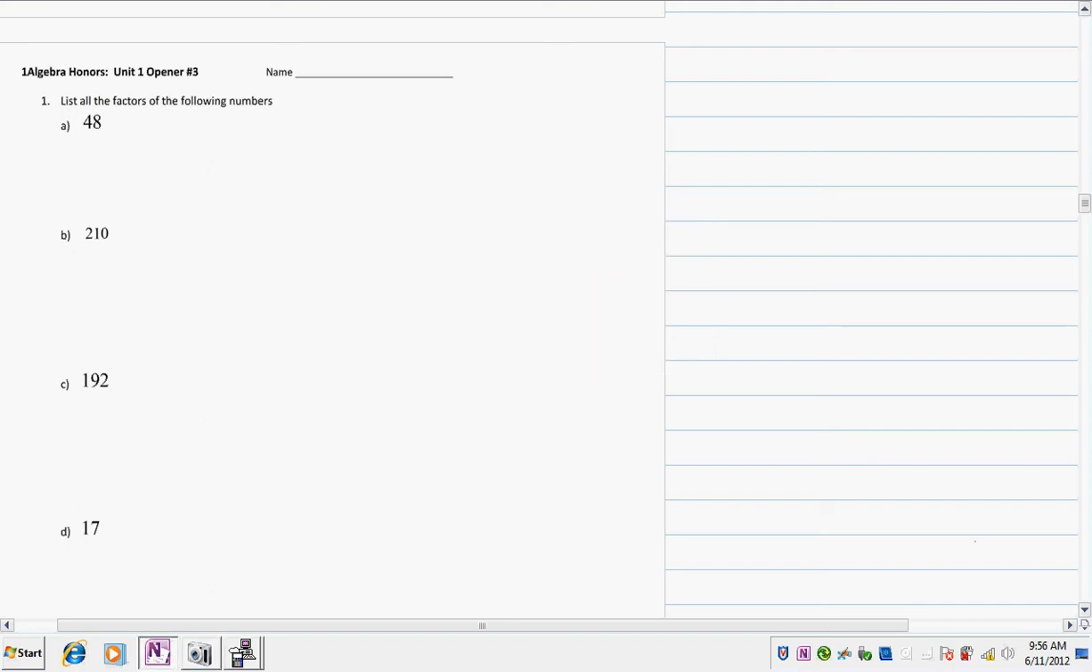List all the factors of the following number. So, a few key distinctions here I want to talk about. The list of factors versus the product of prime factors.